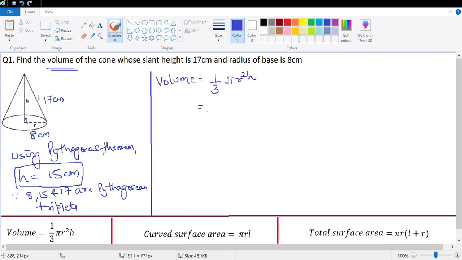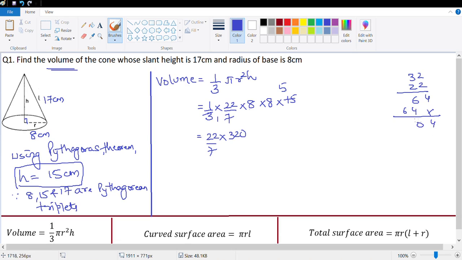Let's substitute values. 1/3 into pi, which is 22 by 7, into r, which in this case is 8, multiplied with 8, multiplied with h, which we just calculated as 15. So 3 into 1 and 3 into 5. So this is 22 upon 7 multiplied with 8 into 8, that's 64. 64 into 5, that's 320. Now let's calculate 32 multiplied with 22. That's 704. So this is equal to 7040 upon 7 centimeter cube. Now we'll have to divide.